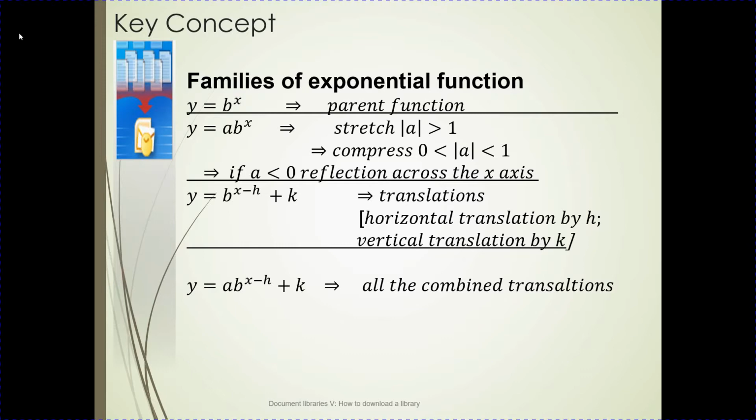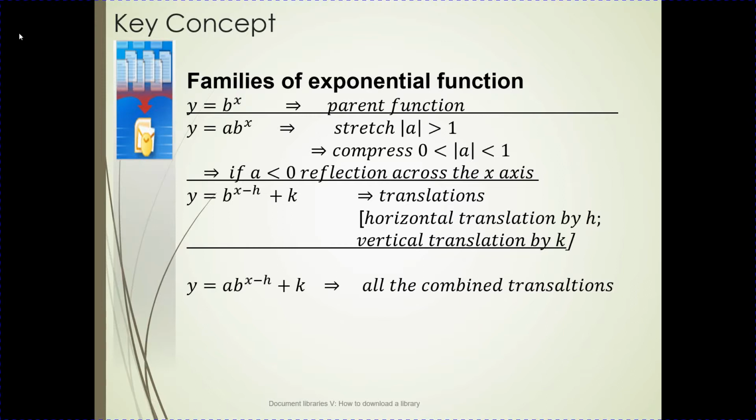For example, if you multiply the parent function by a positive number, you are stretching vertically. If you multiply by, let's say, a, which is positive, you are stretching vertically by a factor of a. And if you multiply by a value between 0 and 1, you are compressing vertically. And if the value of a is negative, you are reflecting the parent function b to the power of x across the x-axis.